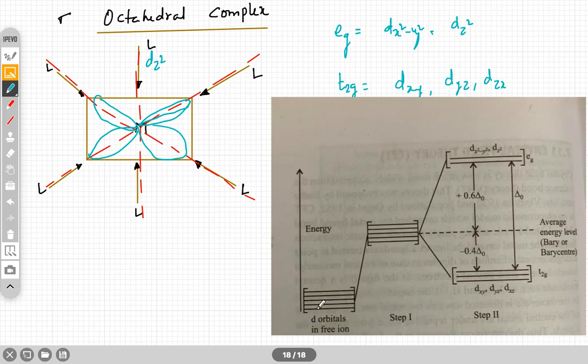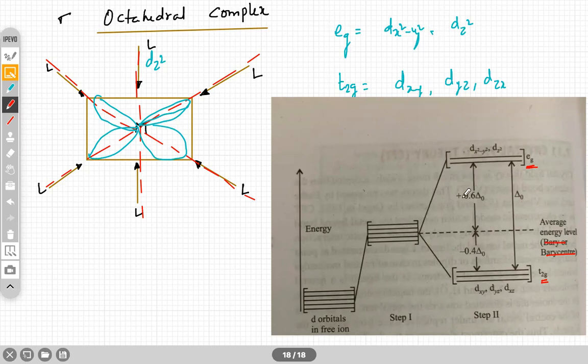As the distance decreases, the repulsion starts increasing because the ligands are approaching the metal. The energy of the orbital starts increasing and goes to this value. This is step 1. Then as the ligands come closer, the orbital splits into two parts. One is EG and the other is T2G, by maintaining the average energy. The average energy level is simply here.